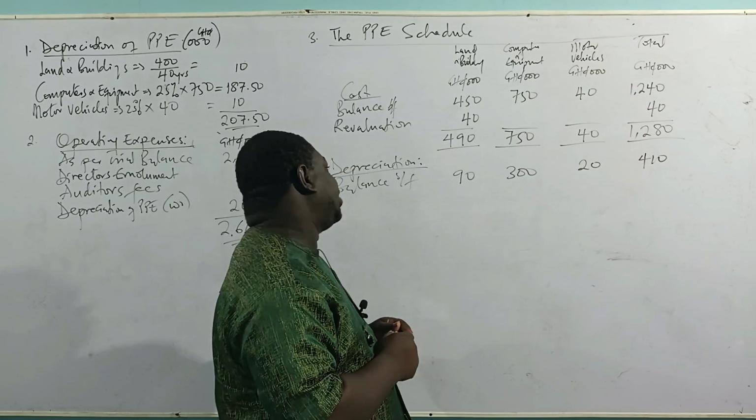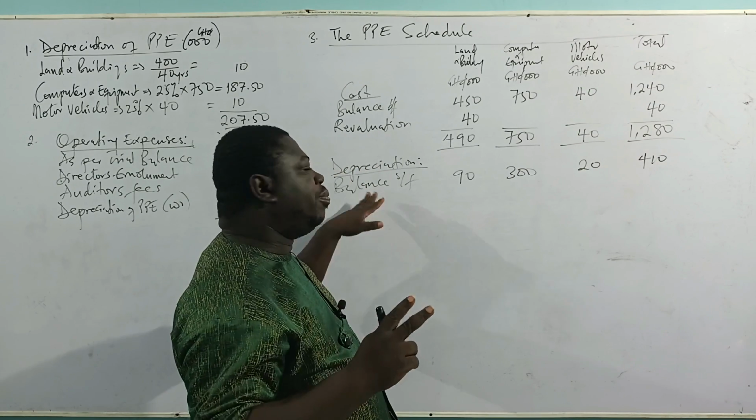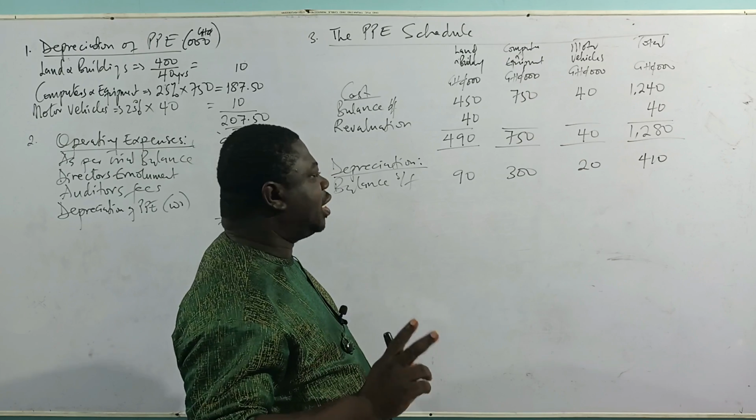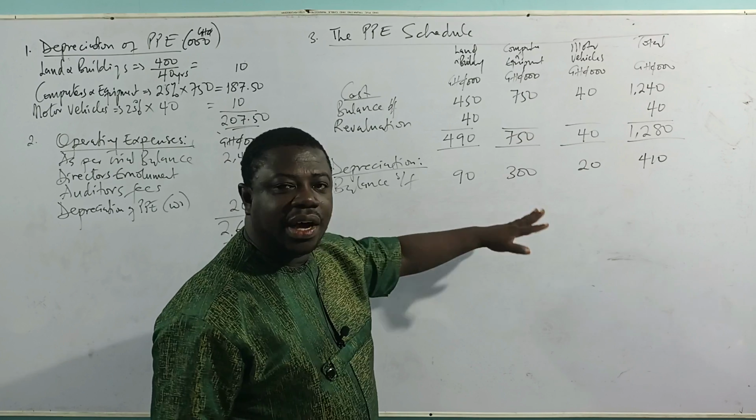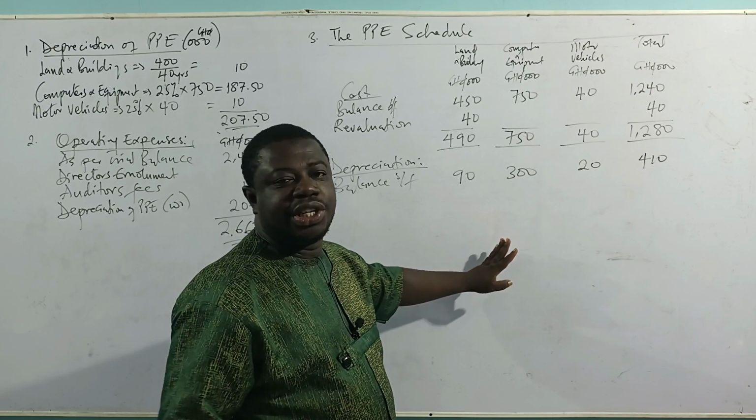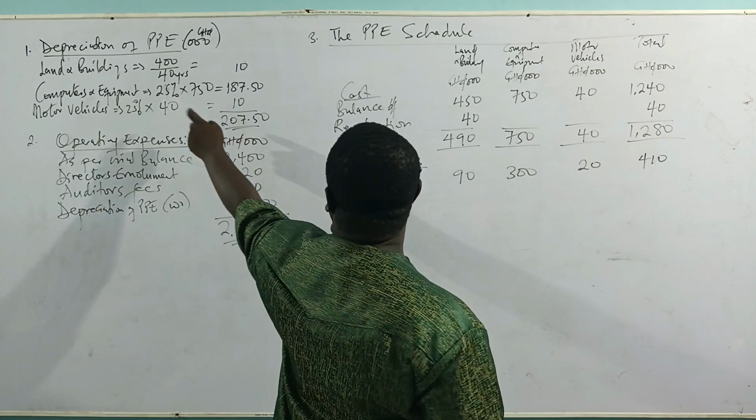Now when it comes to depreciation, only two things after the opening balance will be your concern. We don't care about additions here. We are only concerned about disposals and the depreciation charge for the year, which we have already calculated here.